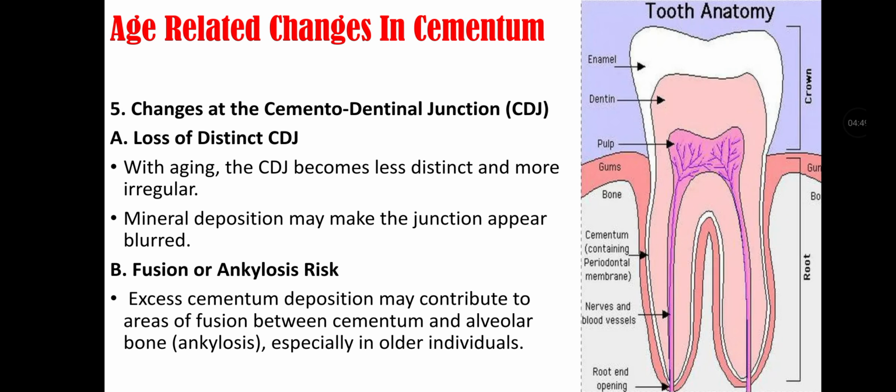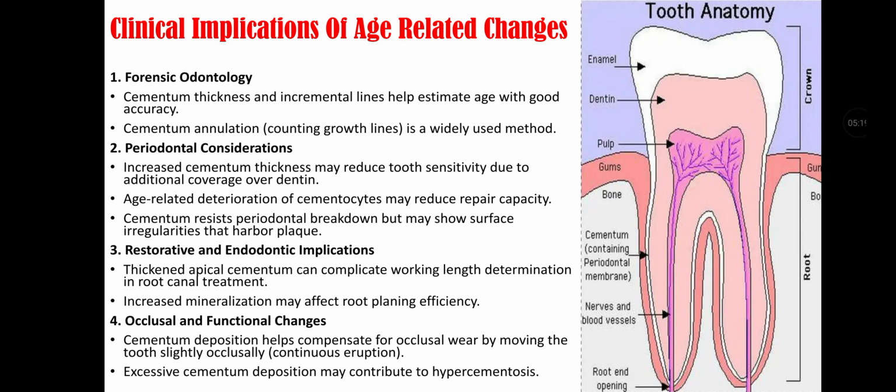Fifth type of changes is changes at the cemento-dentinal junction, which includes loss of distinct cemento-dentinal junction and fusion or ankylosis risk. Loss of distinct cemento-dentinal junction: with age, the cemento-dentinal junction becomes less distinct and more irregular. Mineral deposition may make the junction appear blurred. Second is fusion or ankylosis risk. Excess cementum deposition may contribute to areas of fusion between cementum and alveolar bone, especially in older individuals.